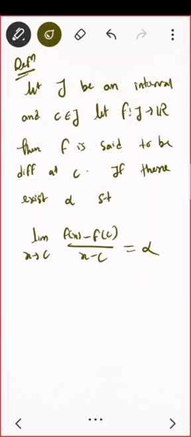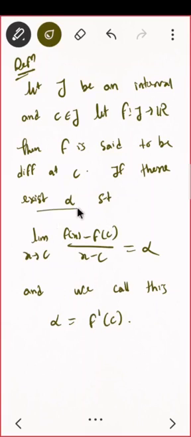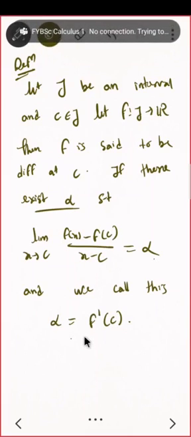Is that clear? And this alpha, we call this alpha as f dash of c. This is the simple definition of differentiability. When do we say a function is differentiable? This limit should exist, there should exist an alpha such that this is equal to alpha, and we call this alpha as f dash of c. Okay.